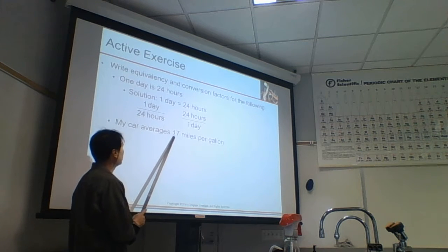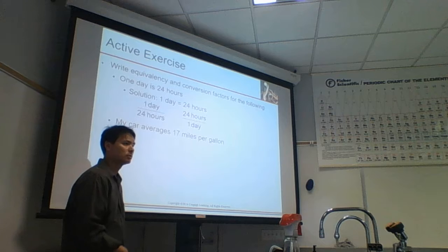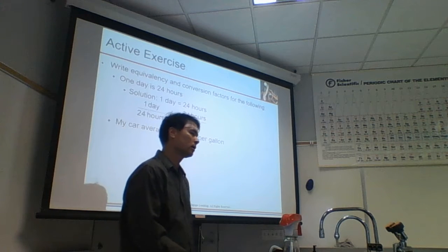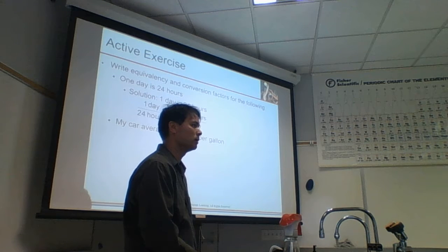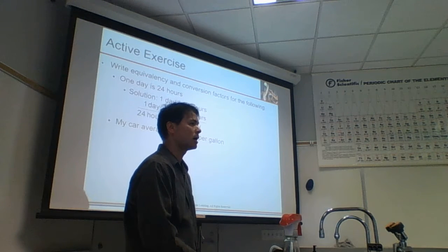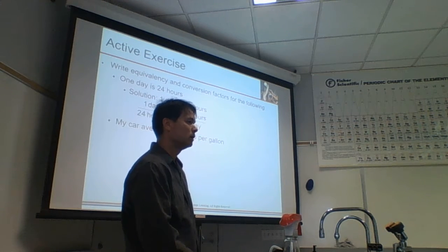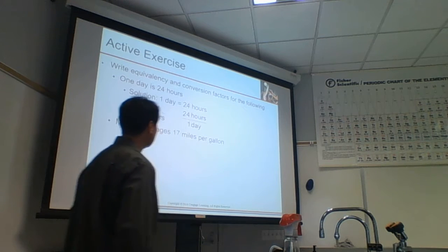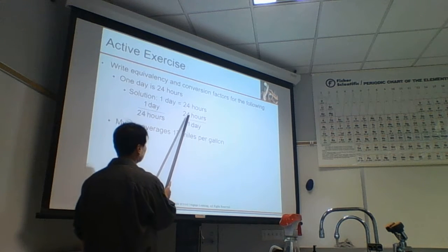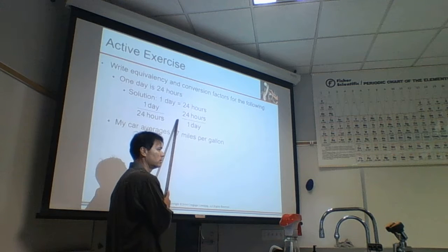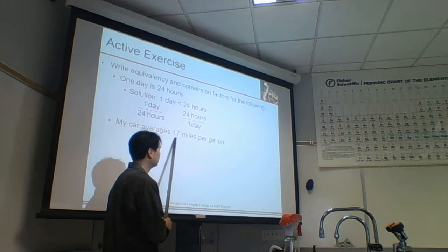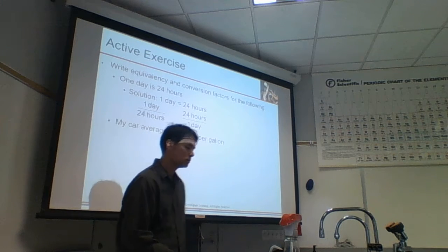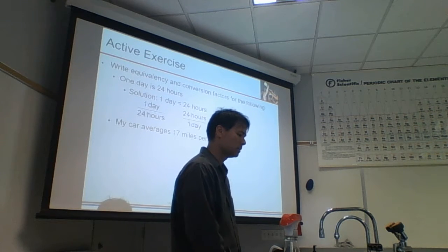However, is this exact? My car averages 17 miles per gallon. Does that person's car average exactly 17 miles per gallon? No, that's what we call a non-exact conversion factor. In other words, we have uncertainty associated with it. Here we have no uncertainty associated with this because everybody knows 24 hours per day.